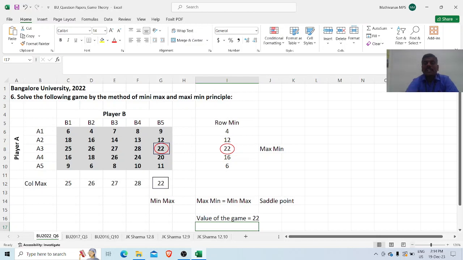So to conclude, first we have identified the row minimum values. Among those values, we have identified the maximum value. Then we have identified the column maximum values. Among those, we have identified the minimum value. Here we have circled and boxed these values and realized that both are the same value. That is, the maximin value is equal to the minimax value. The game has a saddle point. The value of the game is the value at the saddle point. In our case, it is 22. This is how you need to answer a question when it is asked to solve the game.